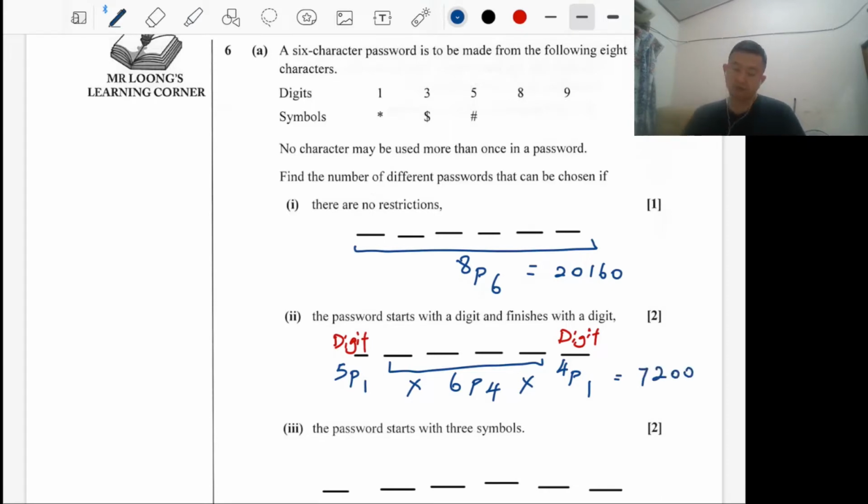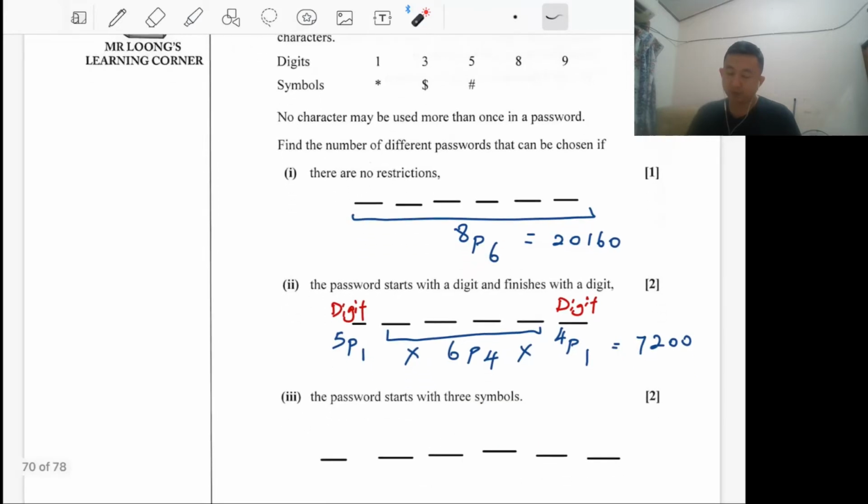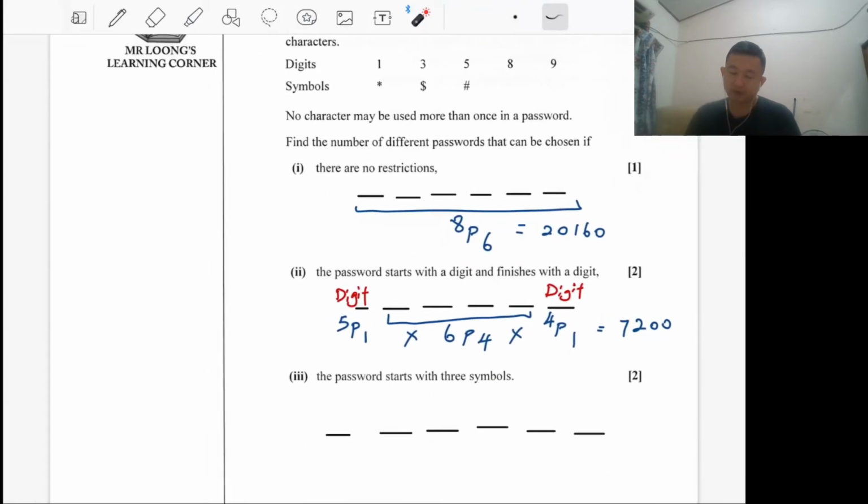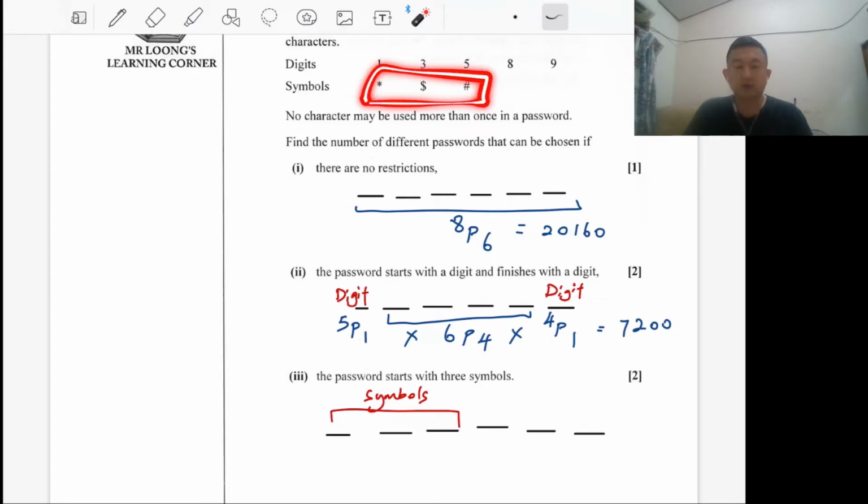7,200. Okay, the next one. The password starts with 3 symbols. Oh, okay, 3 symbols. Meaning these 3 must be symbols. How many symbols do we have? Oh, we have just 3. Right? You have only 3 and you need to fill 3 slots.